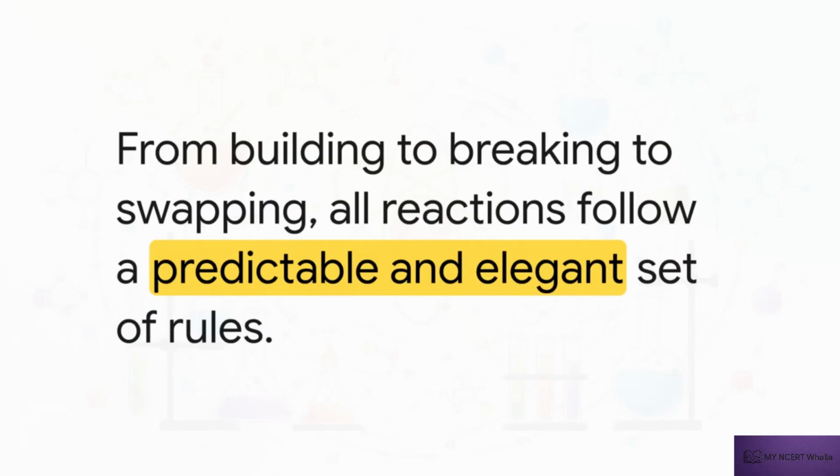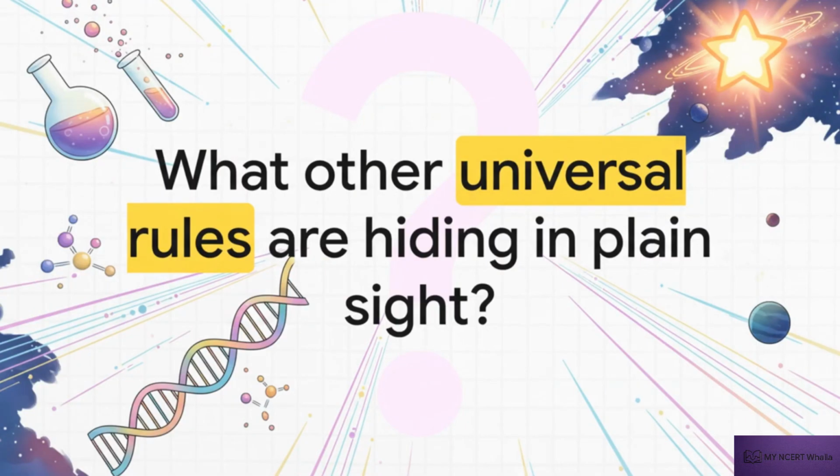So you see, whether elements are combining into something new, breaking apart, or just swapping partners, it might seem chaotic at first glance. But it's not. It all follows this beautiful, elegant, and predictable set of rules that are woven into the very fabric of our universe. And get this, these exact same rules that we see in a simple lab experiment, they're at work right now in the fiery core of a distant star and inside every single cell in your body. It really makes you wonder, doesn't it? What other amazing universal rules are out there, hiding in plain sight, just waiting for us to discover them?